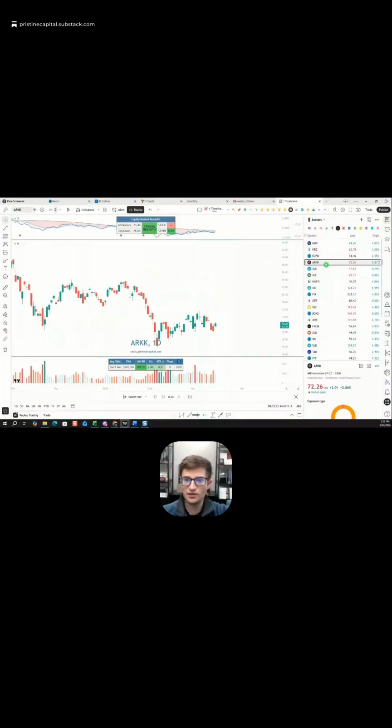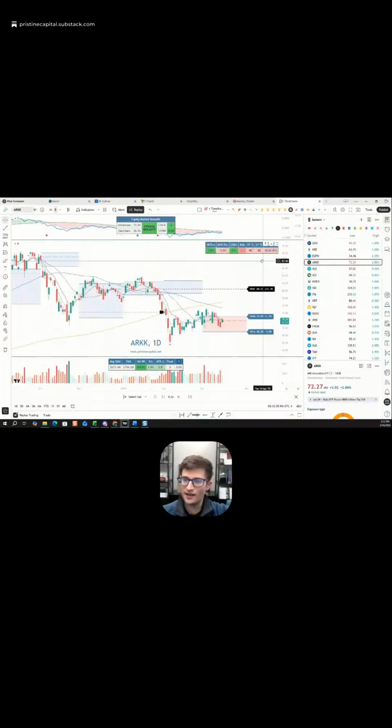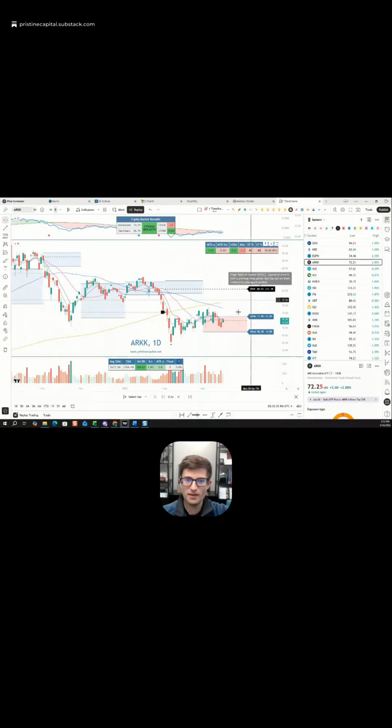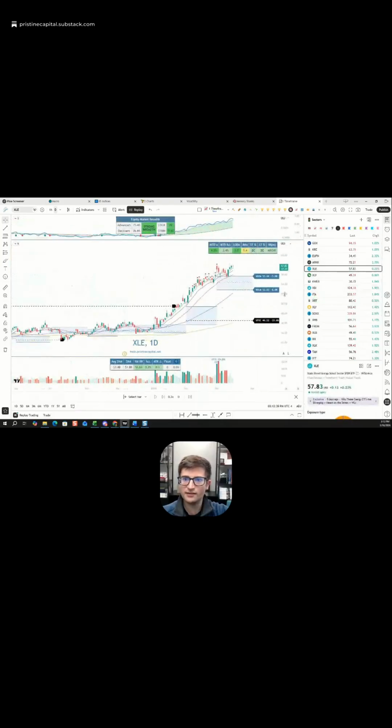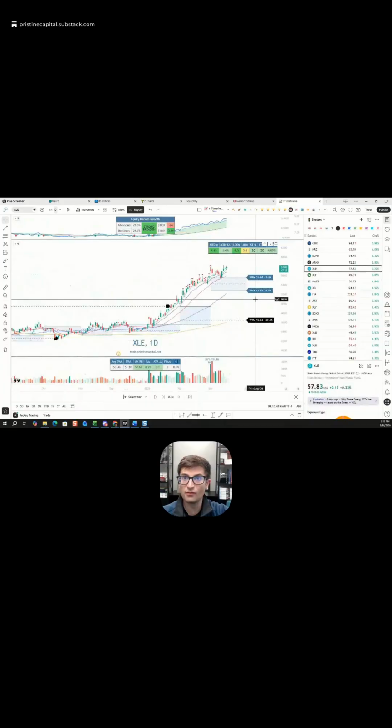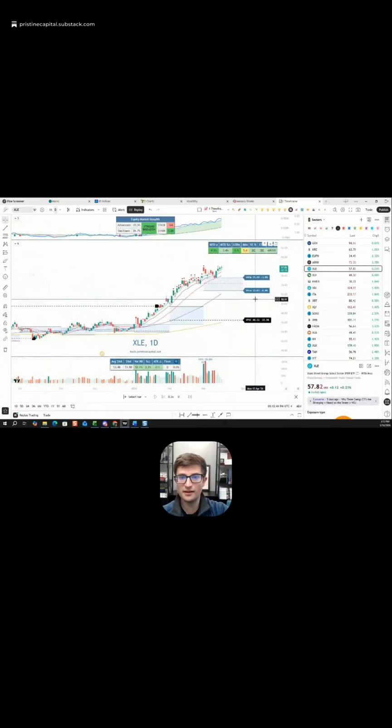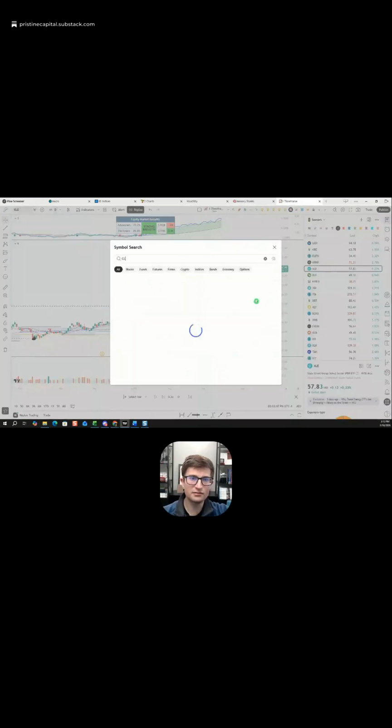And now let's see, the ARK Innovation ETF, among the headline indices, this is doing the best, but overall it's not doing so well. Energy, obviously, the XLE has been the top performer among our sector groups because of this conflict in Iran. And let's jump over to crude oil.